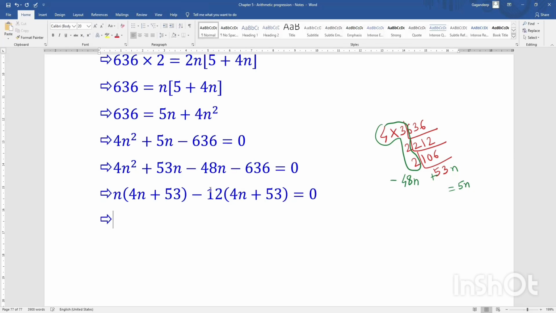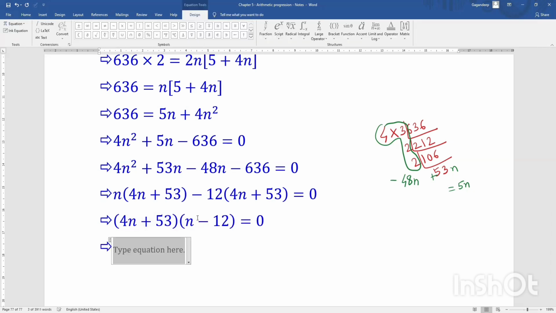Or we can write, so now here 4n plus 53, 4n plus 53 is common. So I'm going to take out that common factor. Okay. And here, the one which is outside the bracket, that is n, I write it here. And here we have minus 12 outside the bracket, so we write that one, minus 12. Okay, bracket close equals to 0.